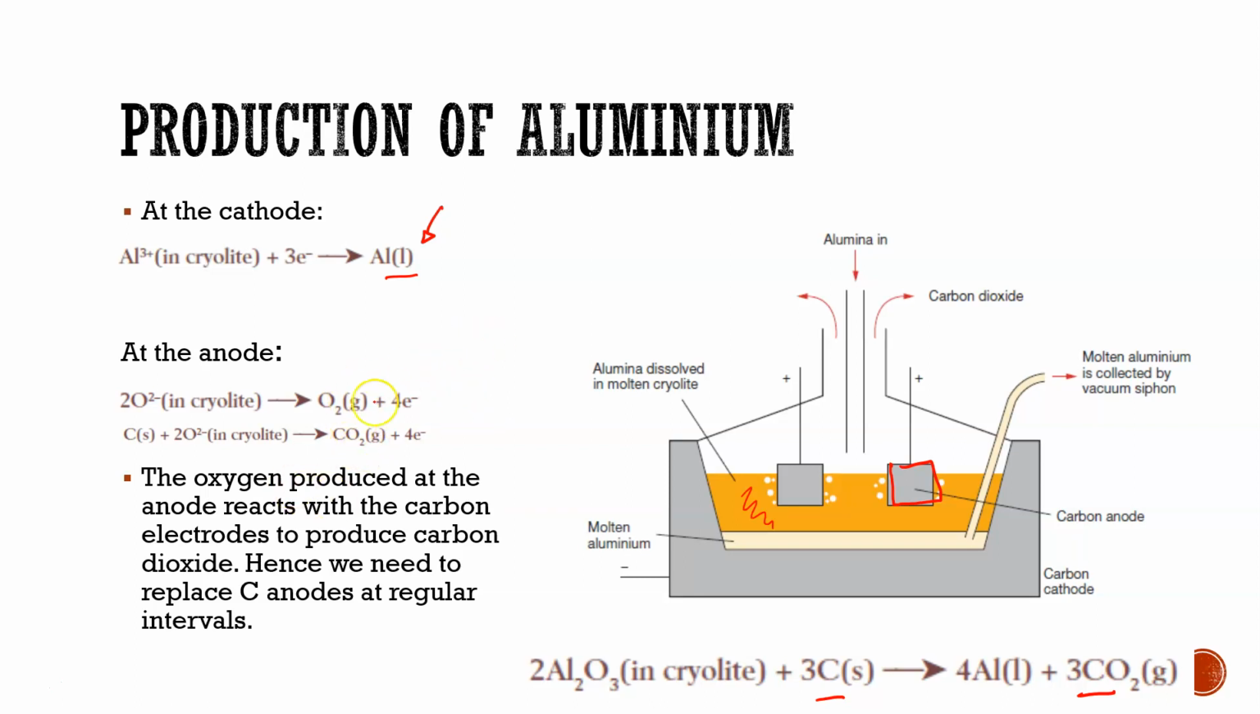At the anode, we have oxygen, O2 minus, going to O2 gas plus 4 electrons. This subsequently goes on to react with the carbon to form carbon dioxide in the consumption of the anode blocks.